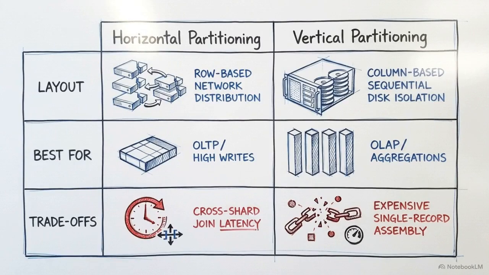This matrix evaluates both architectures side by side to make the trade-offs clear. For the storage layout, horizontal relies on row-based network distribution. Vertical relies on column-based sequential disk isolation. For their optimal use cases, horizontal handles OLTP and high write volumes. Vertical dominates OLAP and large-scale aggregations. And the catch? Horizontal introduces cross-shard join latency. Vertical introduces expensive single record assembly.